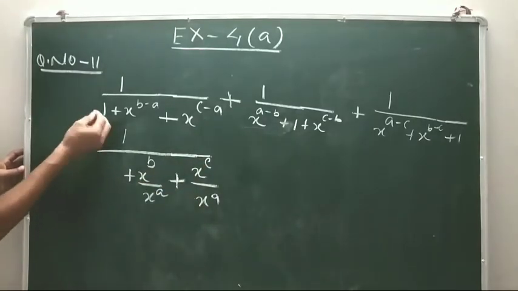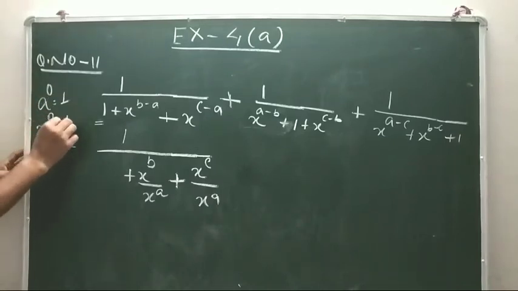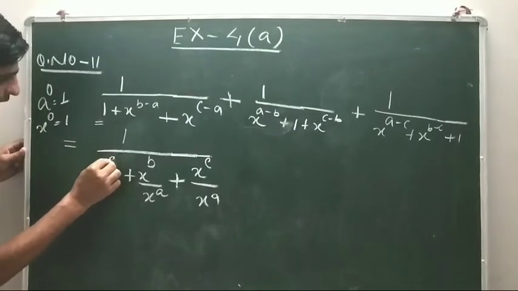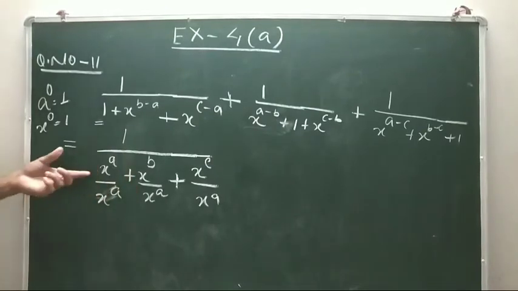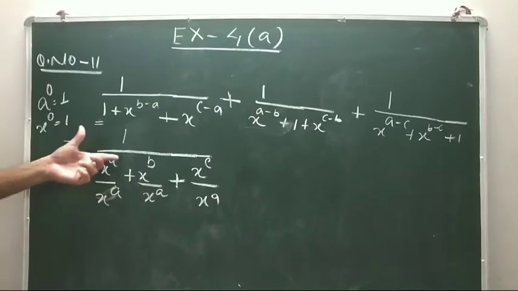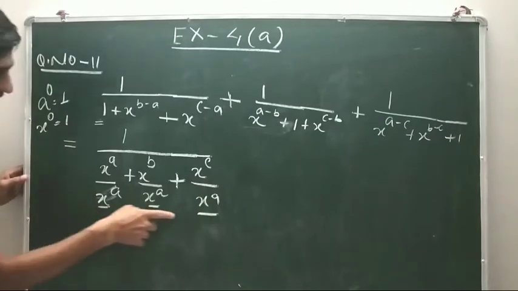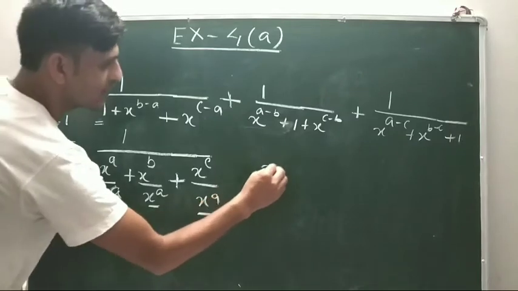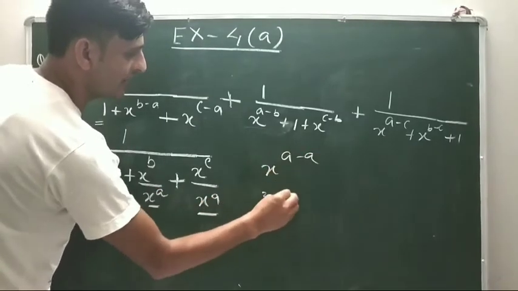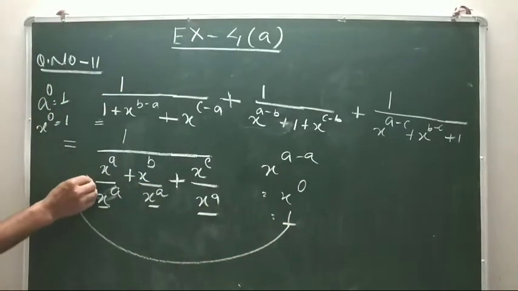If you see 1, what is this? a to the power 0 is equal to 1. That means x to the power 0 is equal to 1, that means anything to the power 0 is equal to 1. And it can be written as x to the power a divided by x to the power a. Why did I write this? Since the bases are x to the power a, if you take the LCM, it will be x to the power a only. And x to the power a divided by x to the power a means x to the power a minus a, so that is x to the power 0, and anything to the power 0 means 1. So in the place of this 1, we write x to the power a.